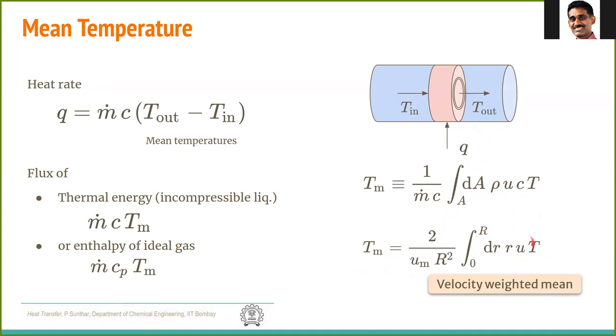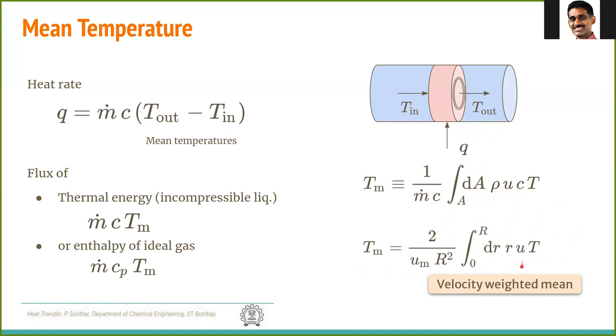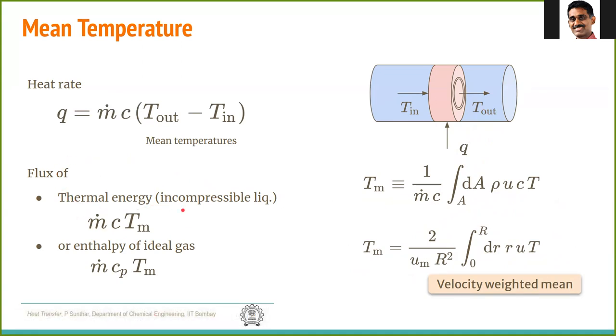There are multiple ways you could define the average. You can simply say the integral from 0 to r of temperature, times 1 over r, is a mean. That is also one mean taken on the temperature profile. But what we are defining here as the mean temperature is the velocity weighted mean, because it comes from the flux of the thermal energy. And defining it like this is convenient for various reasons, which we'll see in the coming slides.